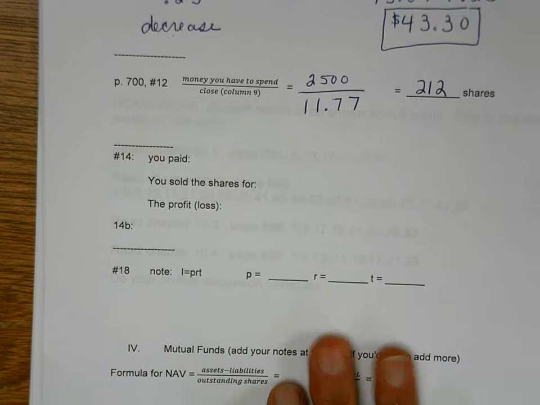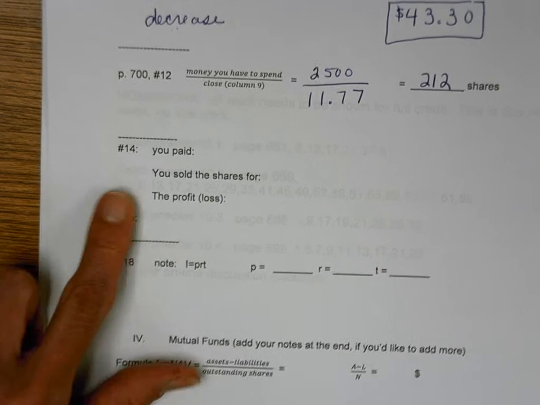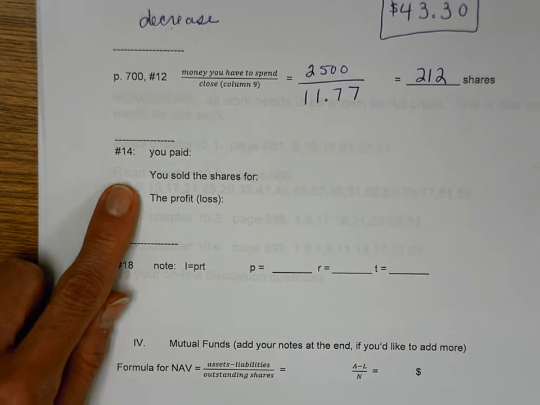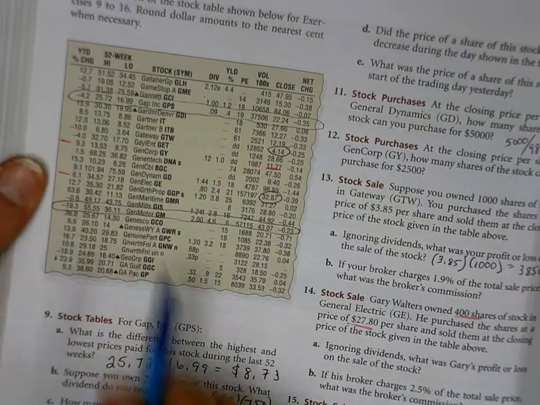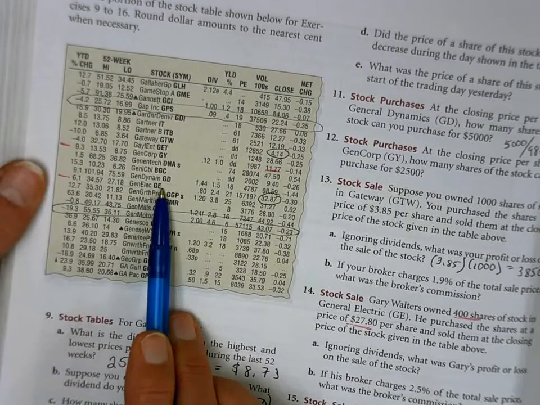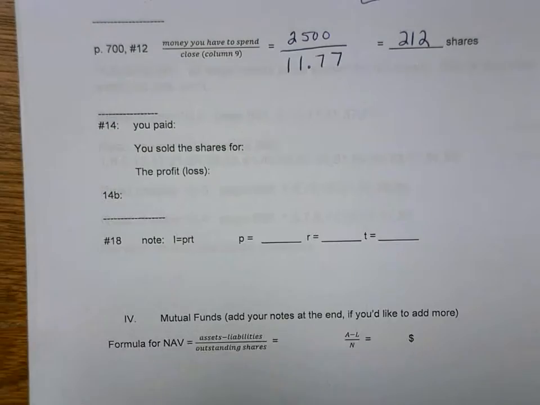Let's try yet a different problem. Let's look at problem number 14, same page. Gary Walters owned 400 shares of stock in GE. Okay, let's just stop. Let's find GE on the table. GE. Okay, it's kind of in the middle. I found it right here, GE. Okay. All right. I'm going to keep my finger on it.